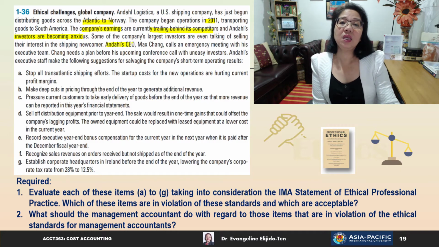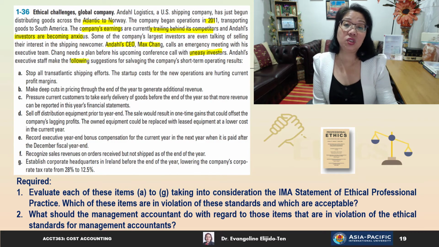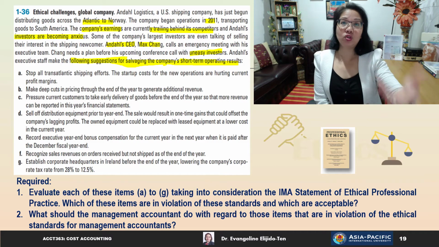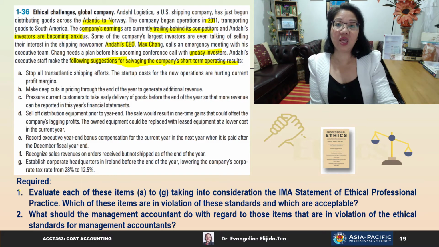So Andal's CEO Max Chang calls for an emergency meeting with his executive team. Chang needs a plan before his upcoming conference call with uneasy investors. The executive staff of Andal made the following suggestions to salvage the company's short-term operating results. So all these suggestions are geared towards the short-term operating results. All right, so we have A to G recommendations.